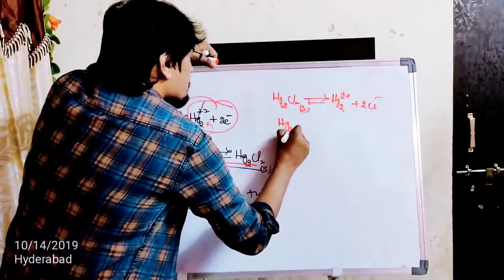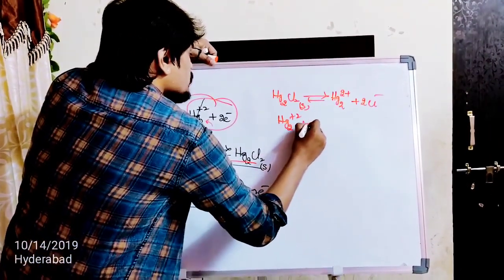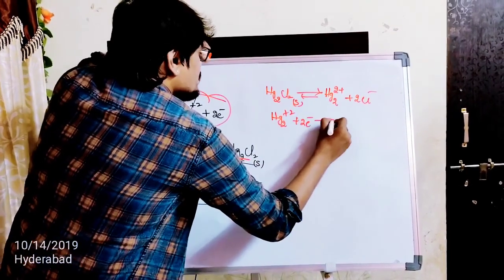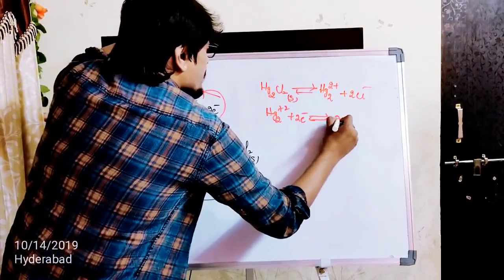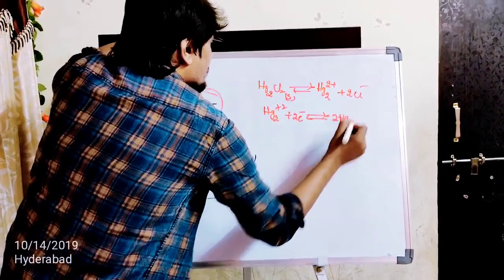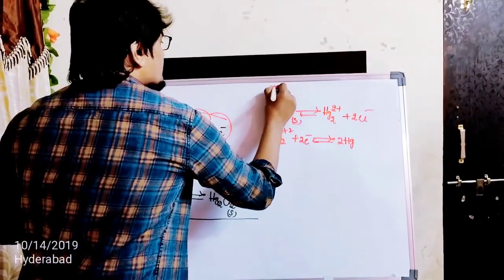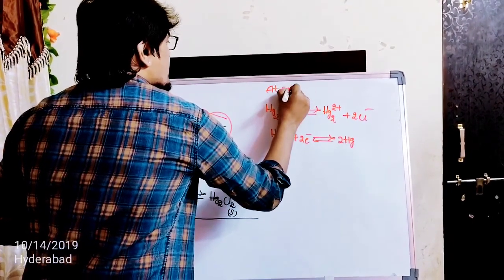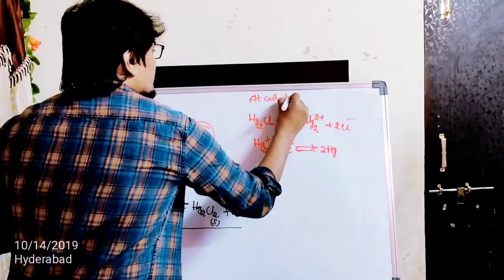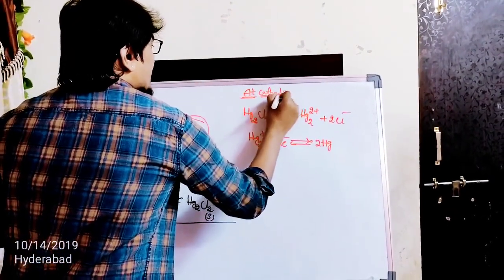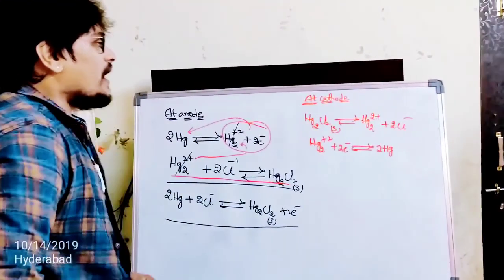Hg2 2+ plus 2 electrons gives rise to mercury. This is the reaction that occurs at the cathode, whenever the saturated calomel electrode acts as the cathode and undergoes reaction.